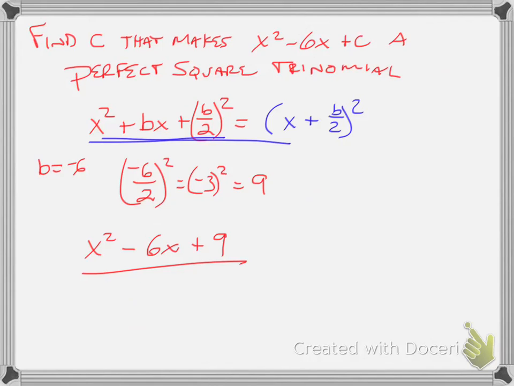Now, here is where the sign will make the difference. This sign in the factored form is always going to be the same sign as the b. Okay, so in this case, when I factor this, x minus, my b over 2 was just negative 3, so that's why this is going to be x minus 3 squared.